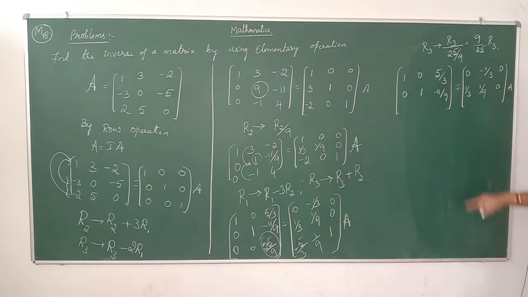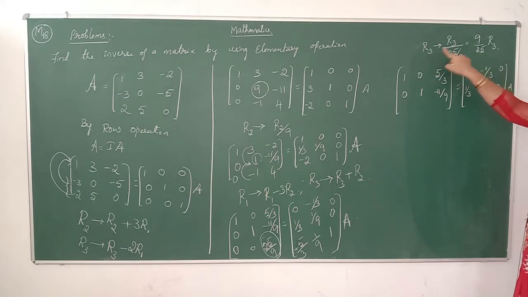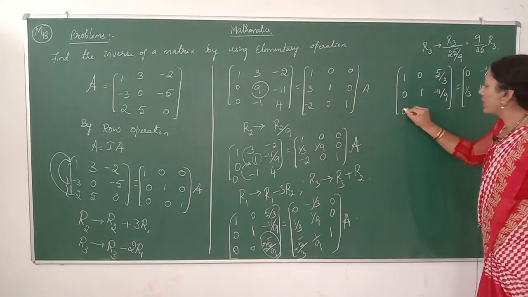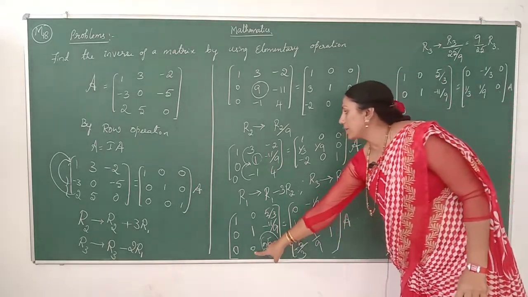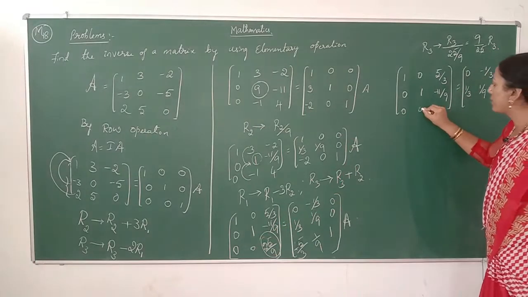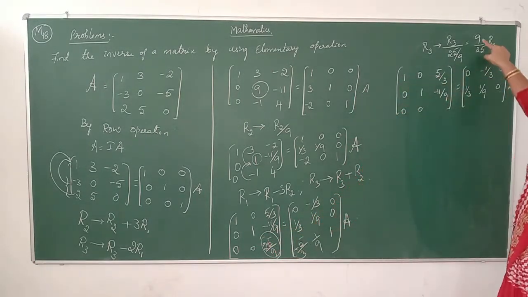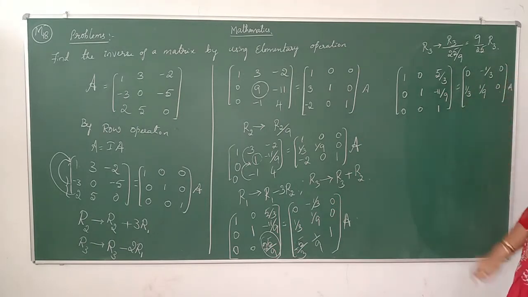But the third row can be operated on. R3 changes to 9 by 25 of R3. So 0 into 9 by 25 is 0, and the second element is also 0 into 9 by 25, which is 0. 25 by 9 into 9 by 25 is nothing but 1.